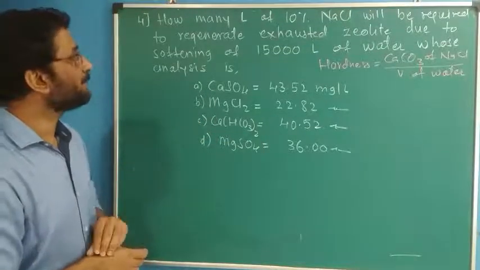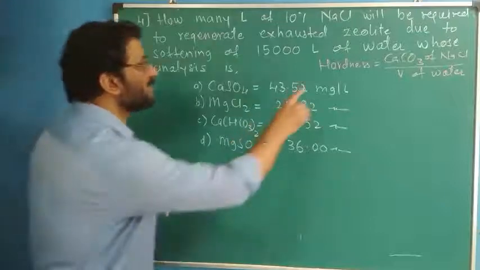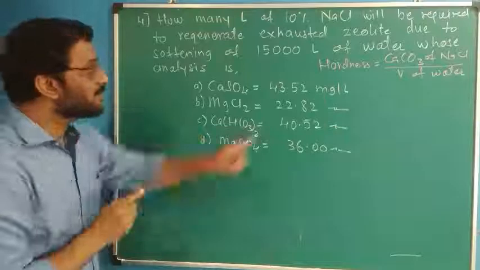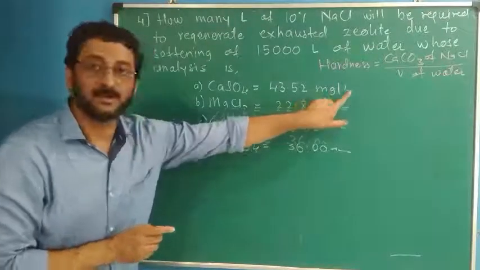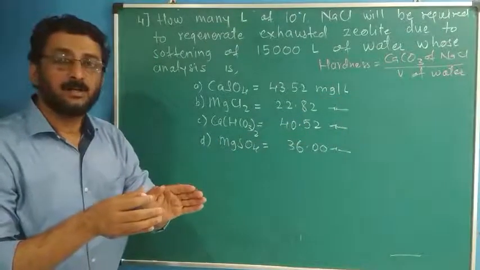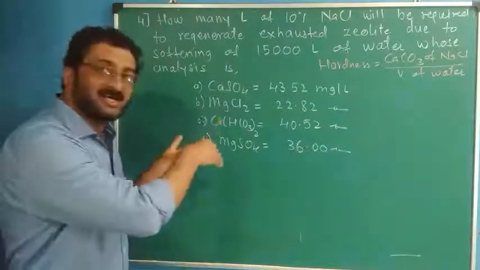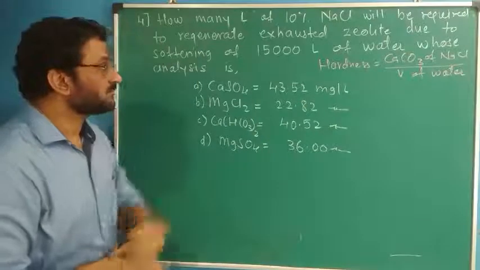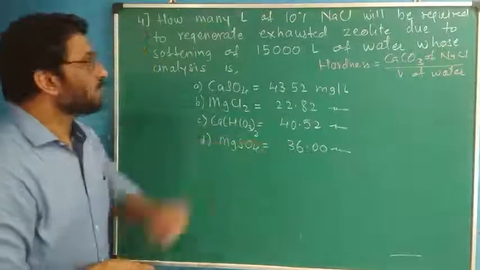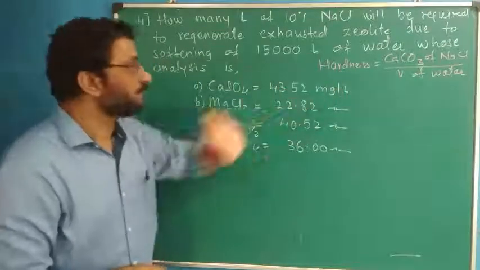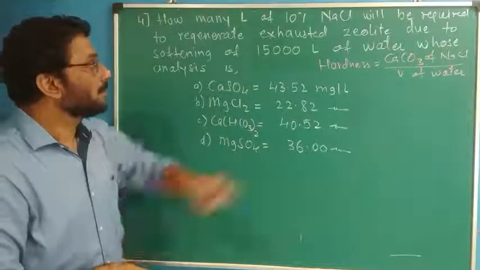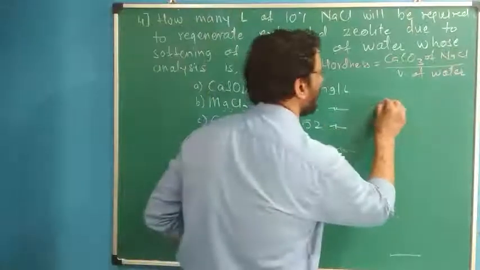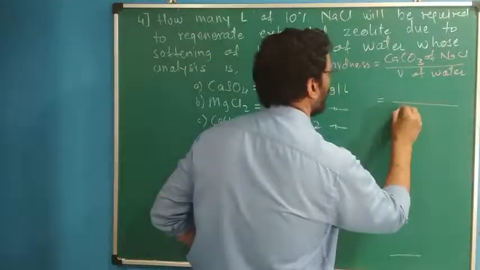What is given then? Hardness is not given straightforwardly. They have given the analysis of water in milligrams per liter, what salts are there in water. From these we can find the hardness. So this we have to find out first. This is asked to find out, and volume is given. So what is given, that part we will note down.